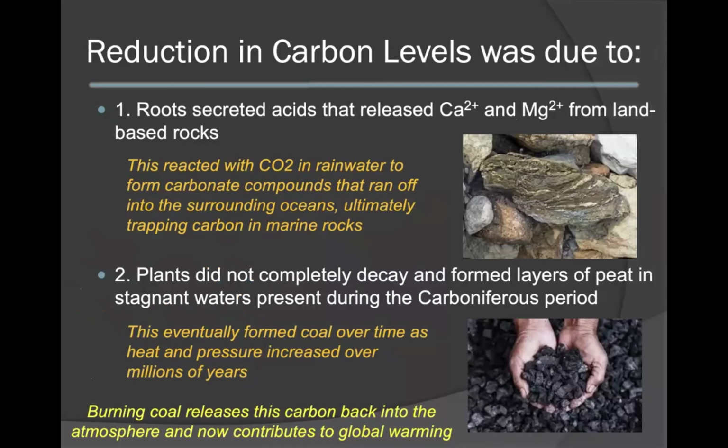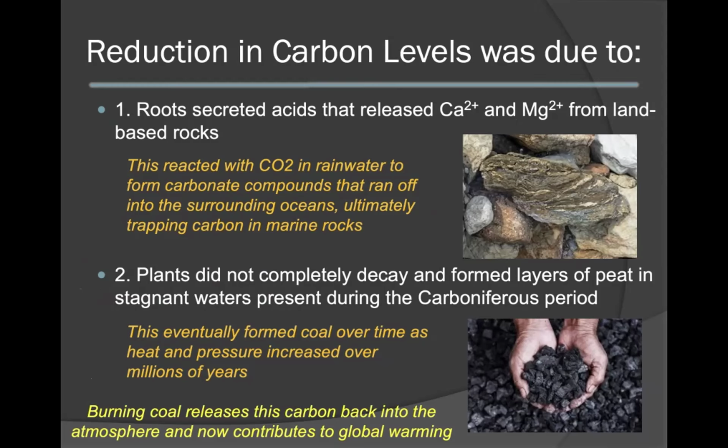It is believed that the reduction in carbon levels was due to two reasons. The first reason being that the roots of these plants secreted acids that released calcium and magnesium from rocks. These reacted with the carbon dioxide in rainwater to form carbonate compounds. These compounds ran off into the surrounding oceans, ultimately trapping their carbon in marine-based rocks.